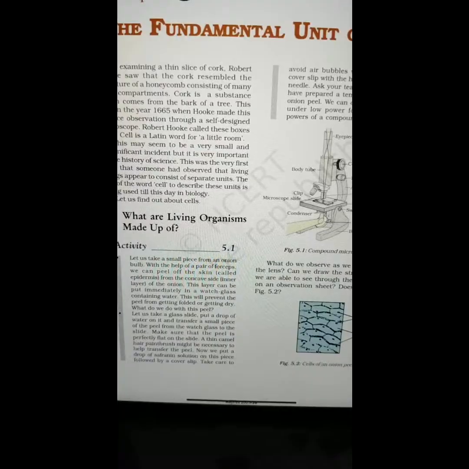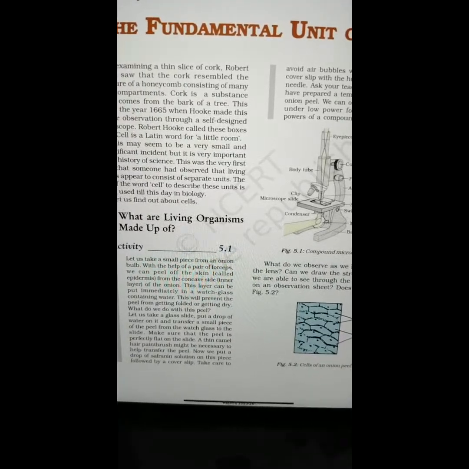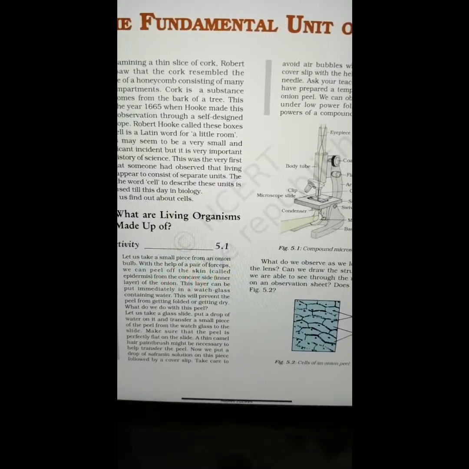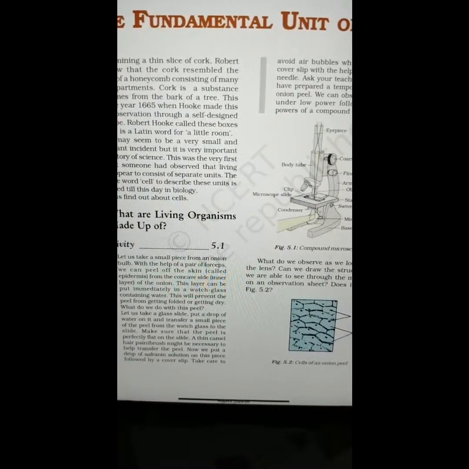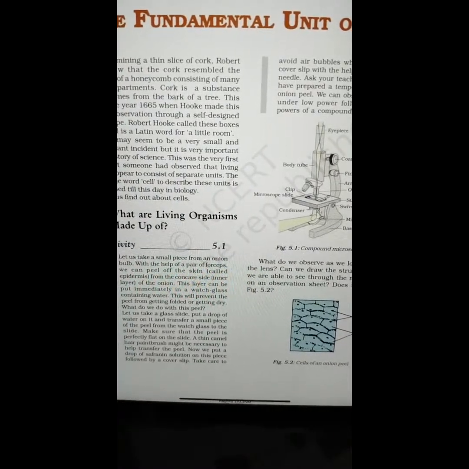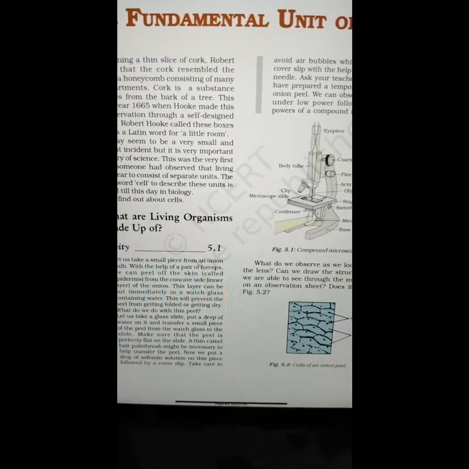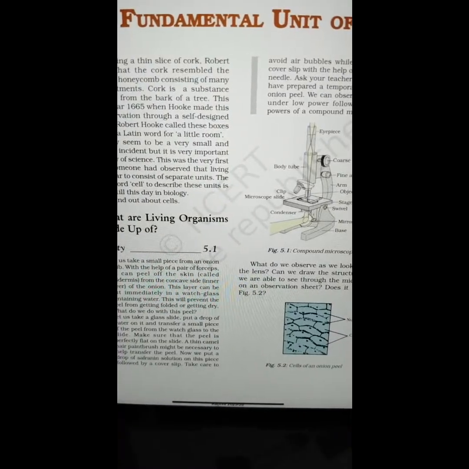What do we do with this peel? Let us take a glass slide, put a drop of water on it, and transfer a small piece of the peel from the watch glass to the slide. Make sure that the peel is perfectly flat on the slide. A thin camel hair paintbrush might be necessary to help transfer the peel. Now we put a drop of saffron solution on this piece followed by a cover slip.